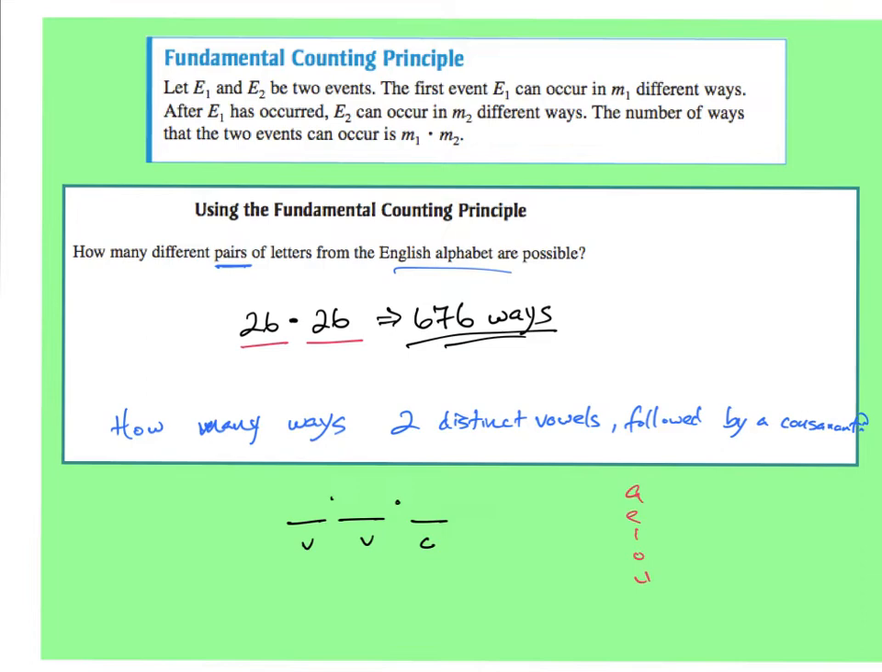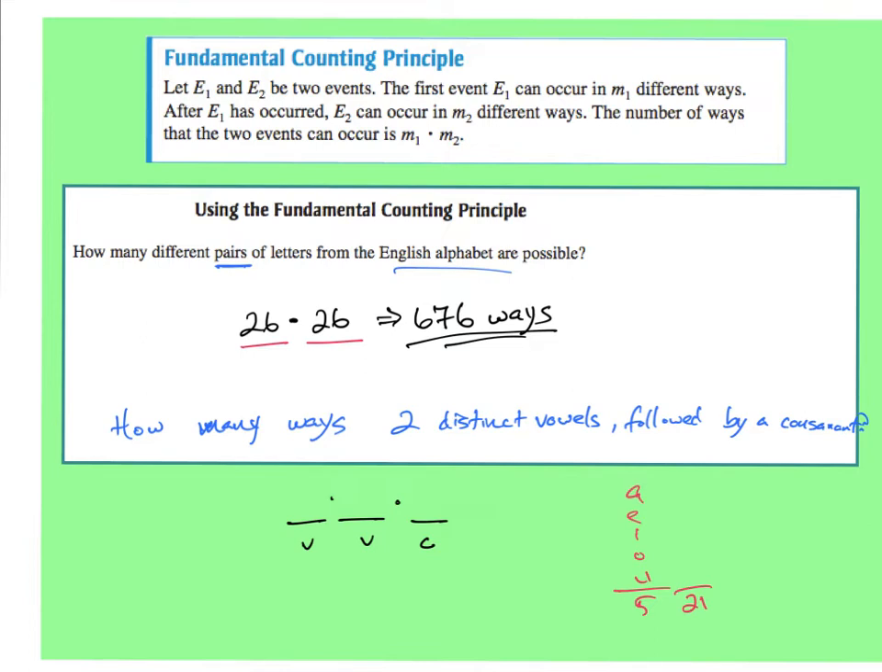All right, so I'm going to say that there's how many? There's going to be 5 vowels. So, how many consonants are we going to have? 21. All right, good. So, how many vowels can that first one be chosen from? 5. I'm going to have 5.